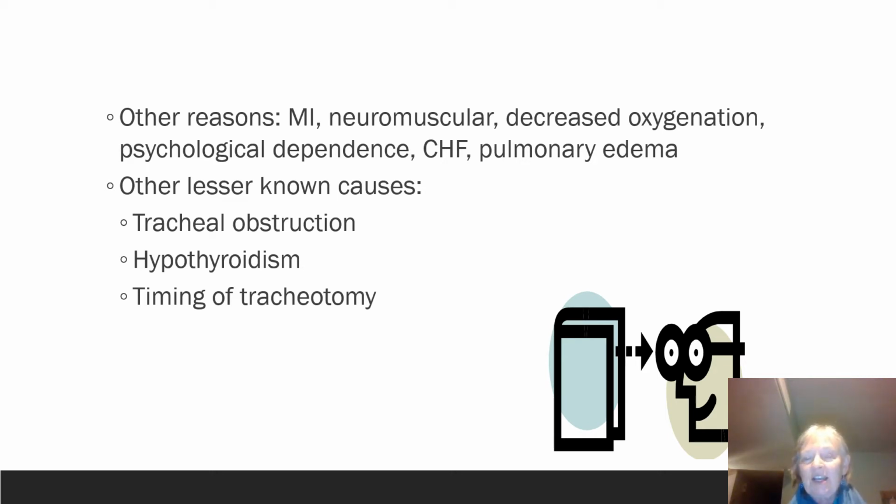Is there CHF going on? Is there pulmonary edema going on? Is there a tracheal obstruction? Do they have tracheomalacia? Do they have tracheal stenosis? Is there something else that's happening at this particular point?